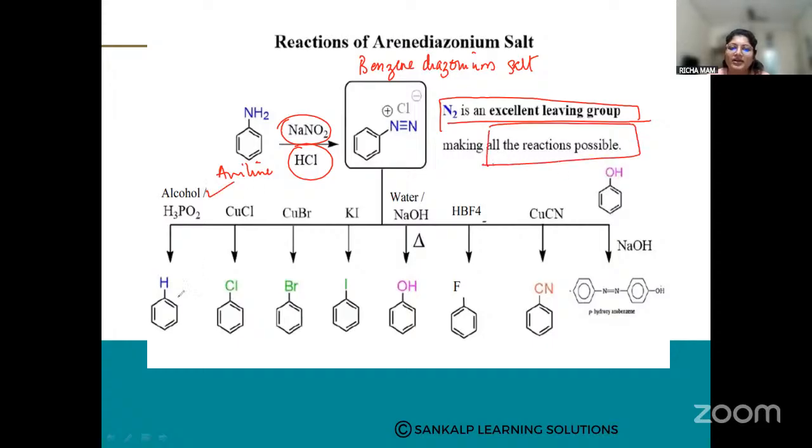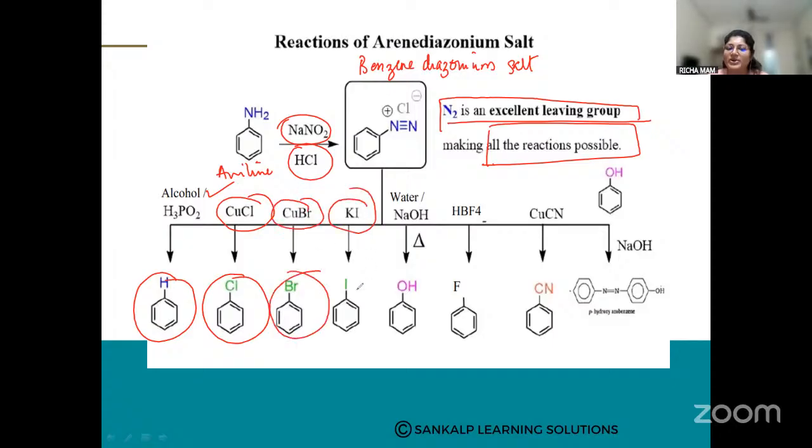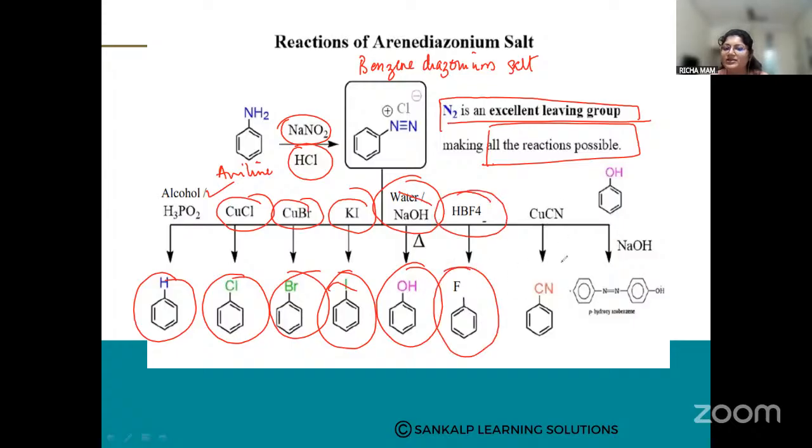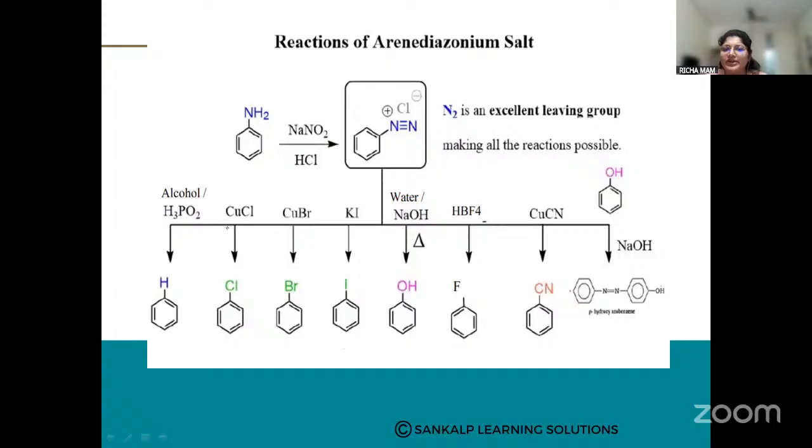So you can add alcohol, you will get a hydrocarbon. If you add cuprous chloride, you get chlorobenzene. Cuprous bromide, you get bromobenzene. With potassium iodide, I get iodobenzene. With water and NaOH, when you heat it, I get alcohol. If you react it with HBF4, I get fluorobenzene. With copper cyanide, I get cyanobenzene. With NaOH, I get para-hydroxyazobenzene. So these are the different reactions possible with the arene diazonium salt.